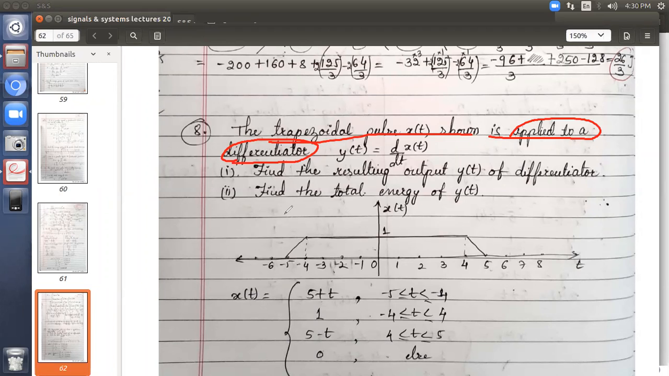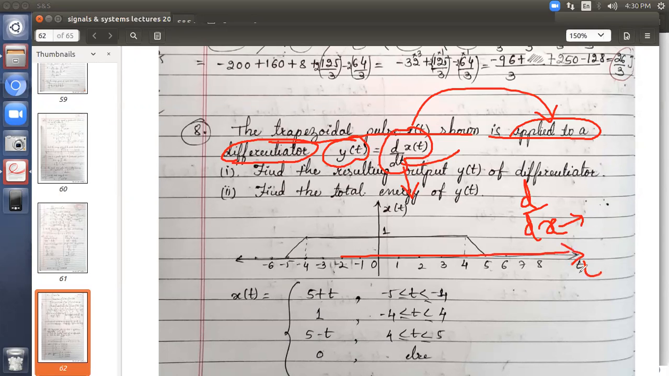This problem involves the differentiation operation on the signal. So what the question says: if the signal x of t is applied to a differentiator, the output is given by d by dt of x of t. The variable is time, right? In your differentiation, you generally take d by dx, where x is the variable. But here in signals, the horizontal axis is time. So for that, you take d by dt of. This is the differentiation operation.